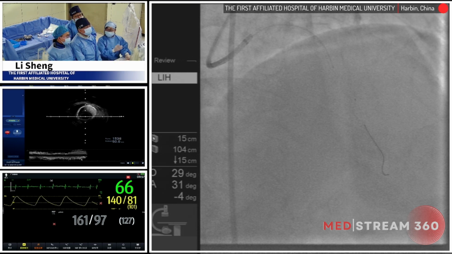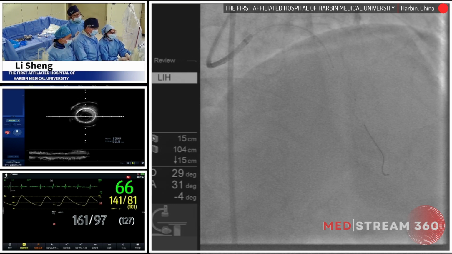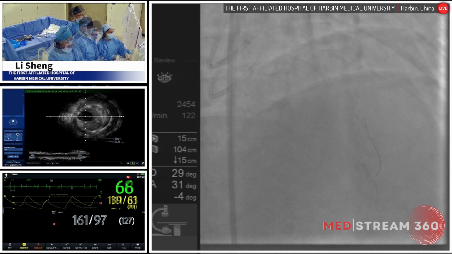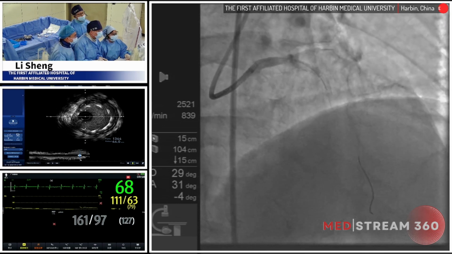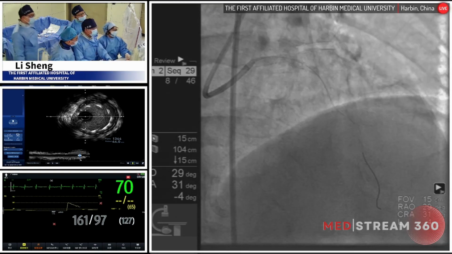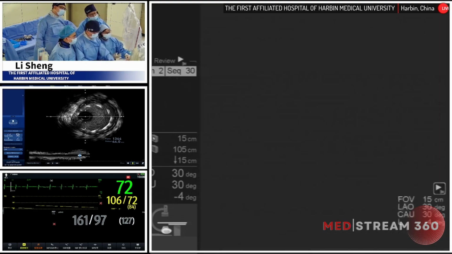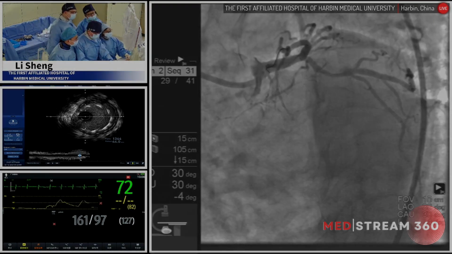Looks very good. So after the post dilatation, I think both stents are well expanded. Yeah. Final angio, and then we'll finish this procedure. Yes. Caudal. What do you think, Dr. Sheng? What do you think of the final angio? Not good.